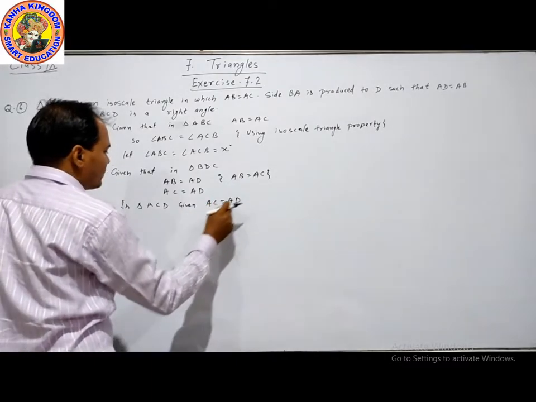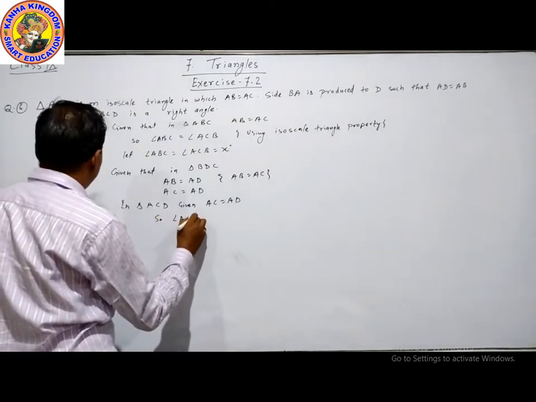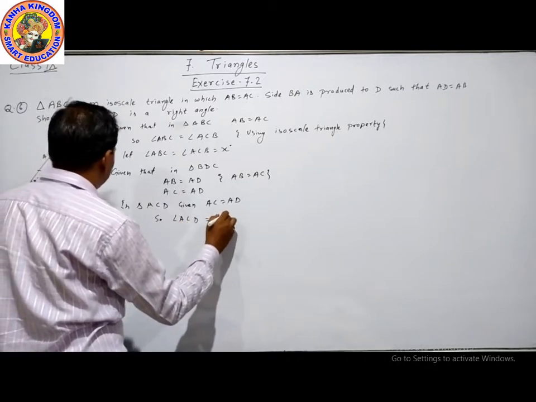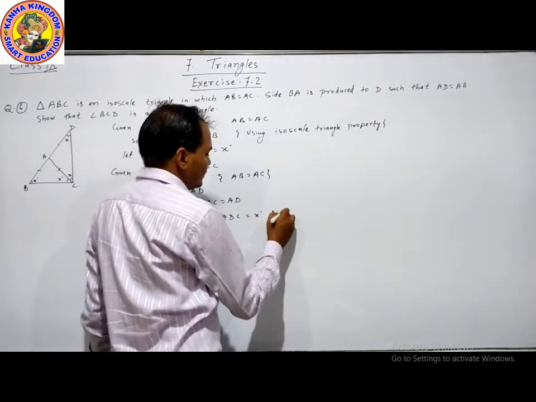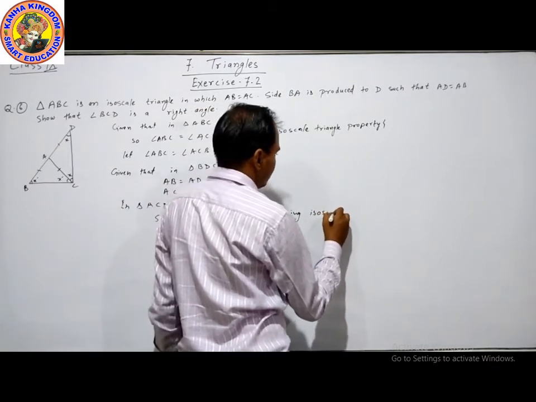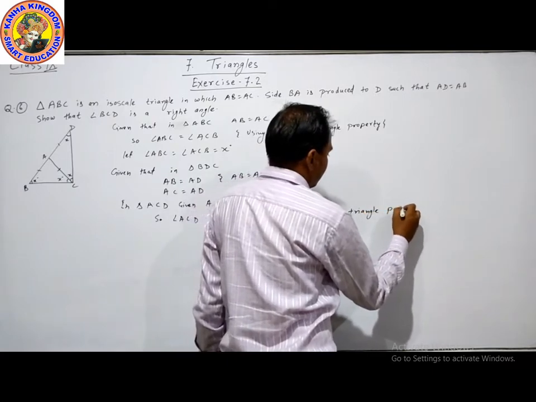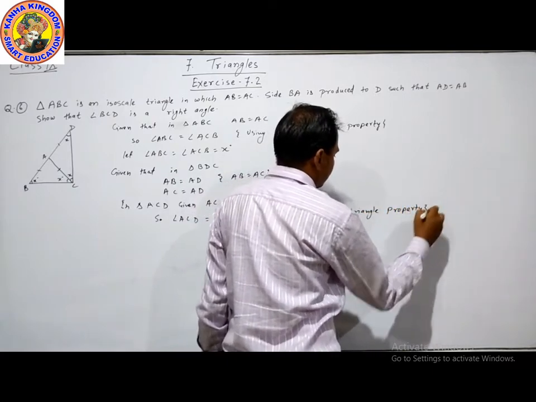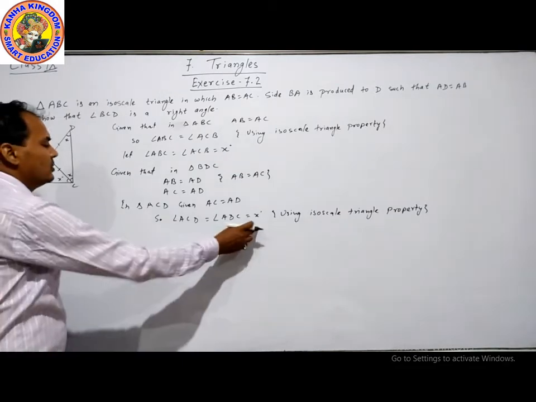So this equal angle is also x degrees. Given that AC is equal to AD, angle ACD is equal to angle ADC, which is equal to x degrees. Why? Using the isosceles triangle property: if two sides are equal, then the angles opposite to the respective sides are also equal.